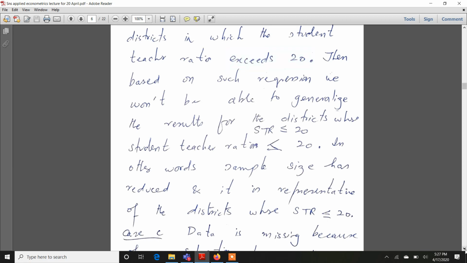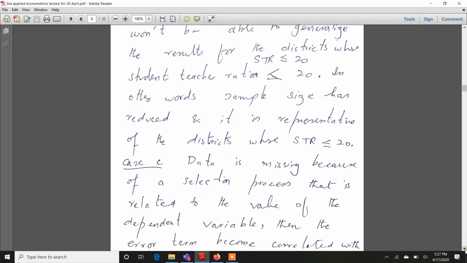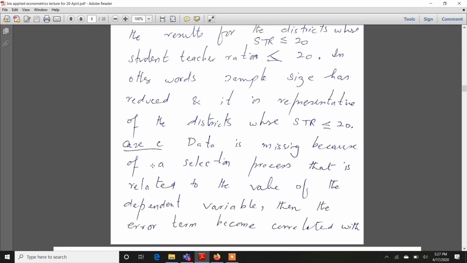Okay, so next we have case C. Case C is when we have data that is missing because of a selection process that is related to the value of the dependent variable. Now we have a problem. Why do we call this a particular problem?